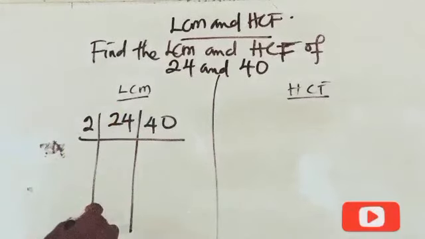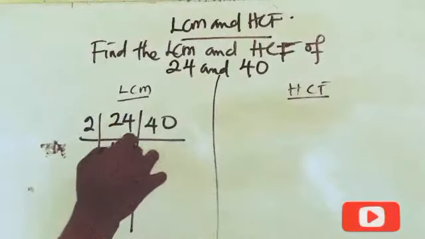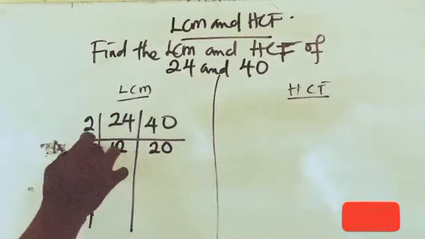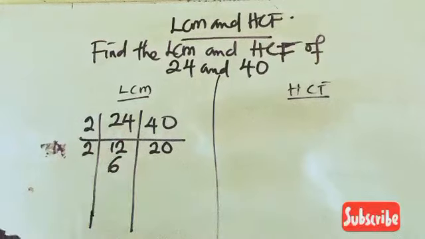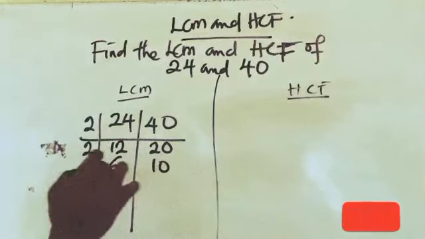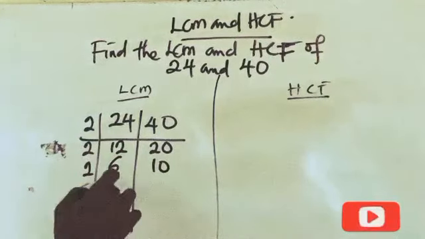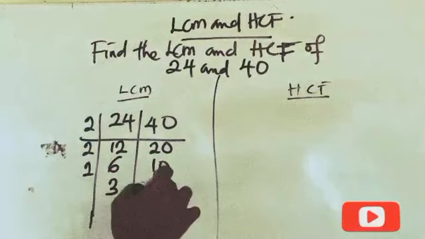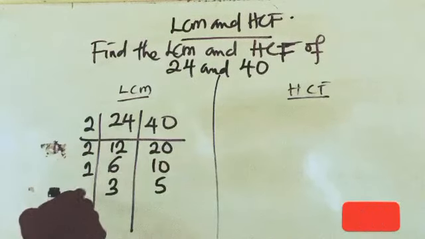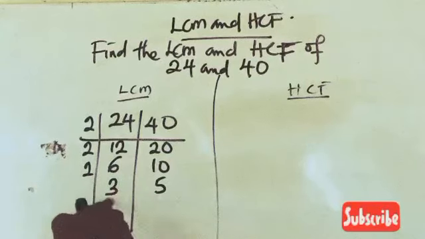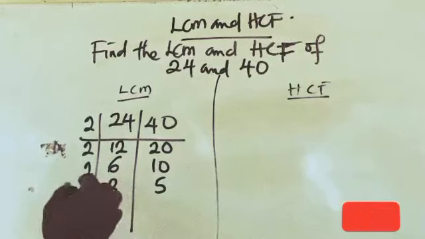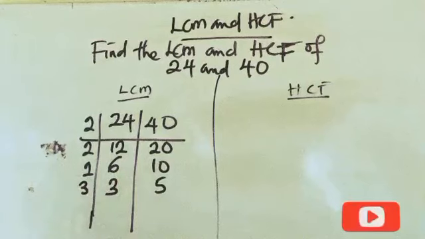2. 2 can divide 24, you will be left with 12, and we'll be left with 20. When I use 2 again, you'll be left with 6, because 12 divided by 2 is 6, and 20 divided by 2 is 10. If I make use of 2 again, I'll be left with 3, and I'll be left with 5 here. With the look of things, 2 cannot divide 3, 2 cannot divide 5, because both of them are odd numbers.